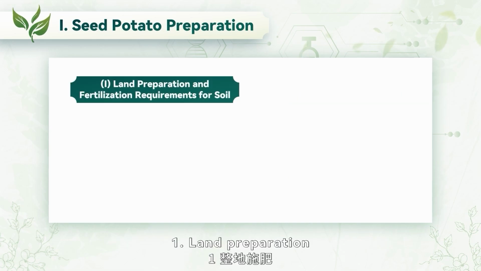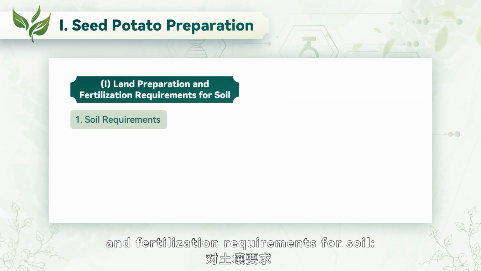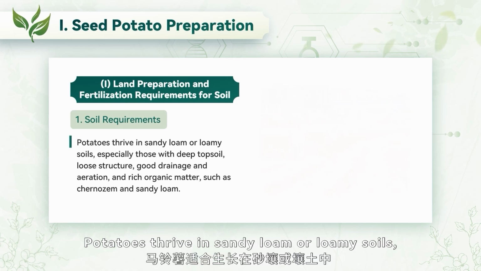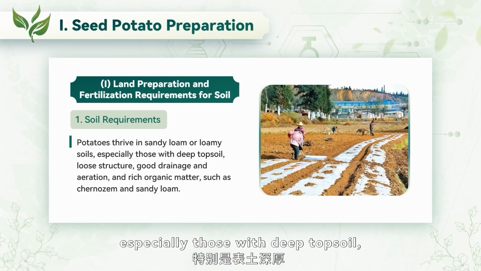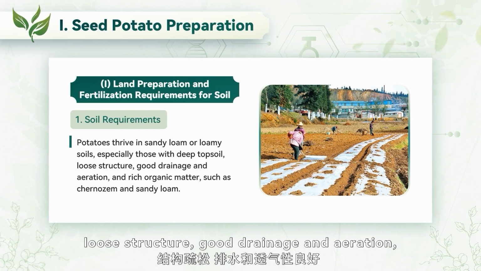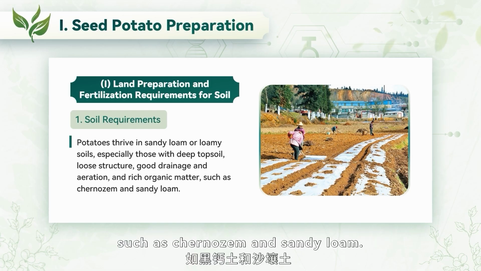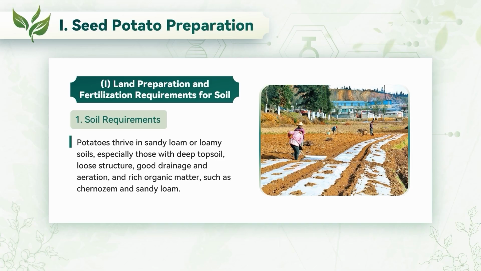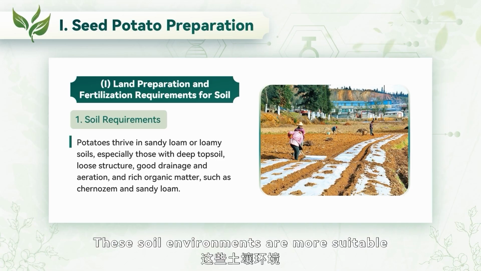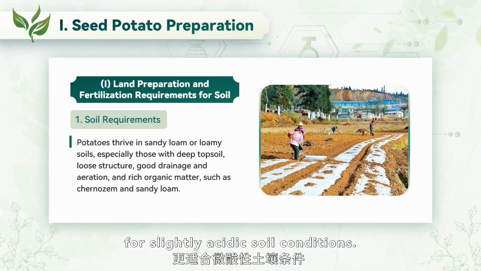1. Land preparation and fertilization requirements for soil. Potatoes thrive in sandy loam or loamy soils, especially those with deep topsoil, loose structure, good drainage and aeration, and rich organic matter, such as Chernozem and sandy loam. These soil environments are more suitable for slightly acidic soil conditions.